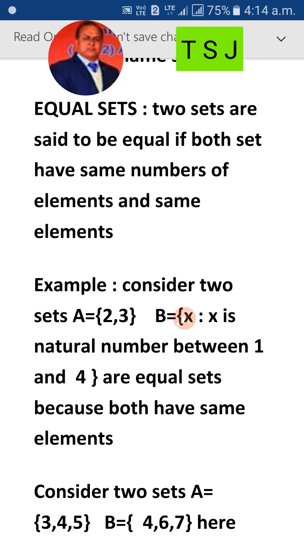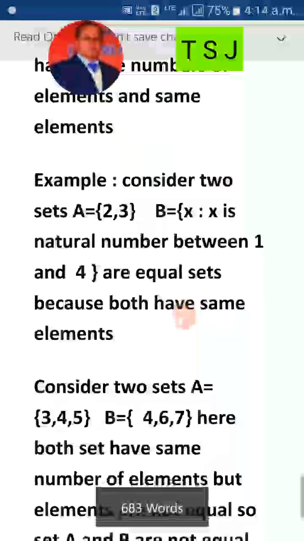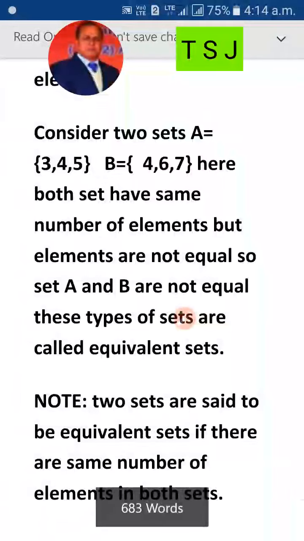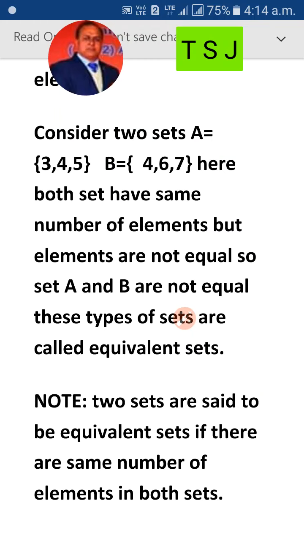Consider another set, A equal to 3, 4, 5 and B equal to 4, 6, 7. These two sets have the same number of elements, but the elements are not equal, though the number of elements is equal. This type of sets are known as equivalent sets, and two sets are said to be equivalent if there is the same number of elements in both sets.